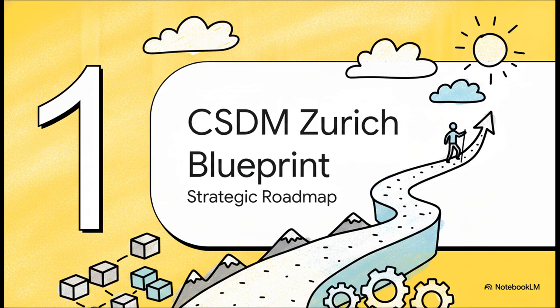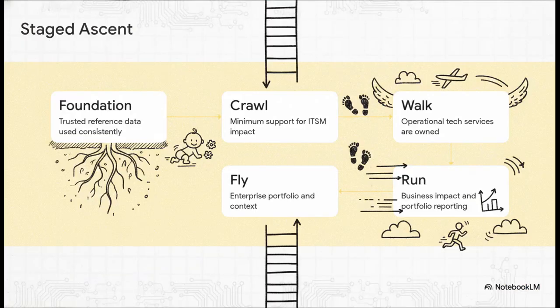Okay, starting with phase 1, the CSDM Zurich blueprint. Let's talk about the strategic roadmap. The Zurich release follows a very specific staged ascent: foundation, crawl, walk, run, and fly. Think of it like building a skyscraper. The absolute golden rule here is that you literally cannot build the upper floors, run, and fly until your foundation is rock solid. In fact, the guide strongly recommends using just foundation and crawl as your minimum viable implementation to get reliable IT service management and app visibility. Seriously, do not attempt a big bang enterprise load right out of the gate.